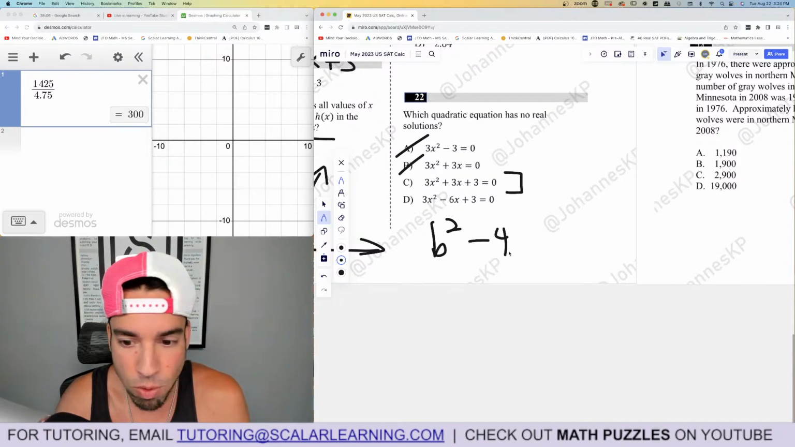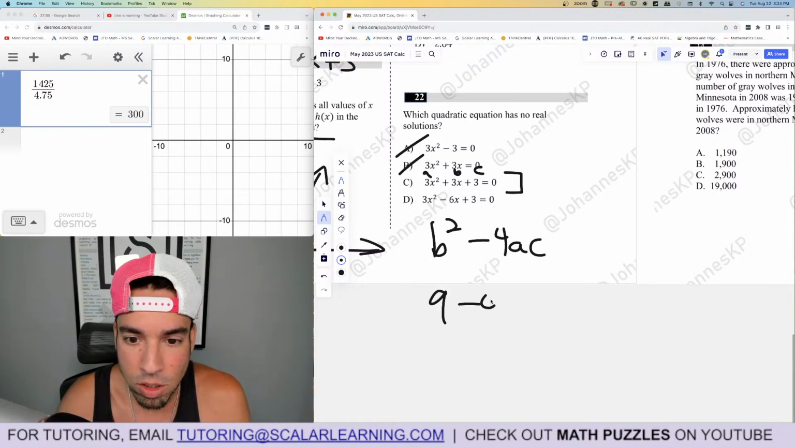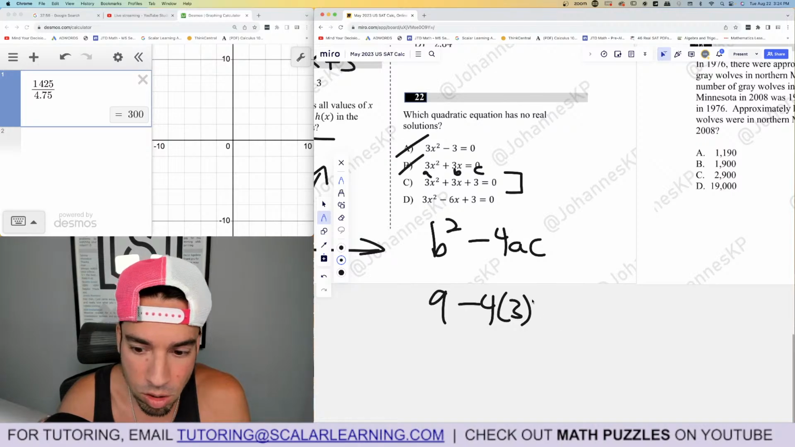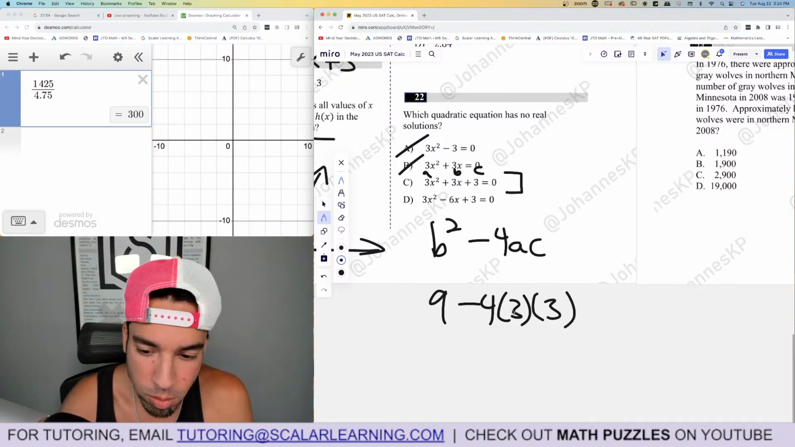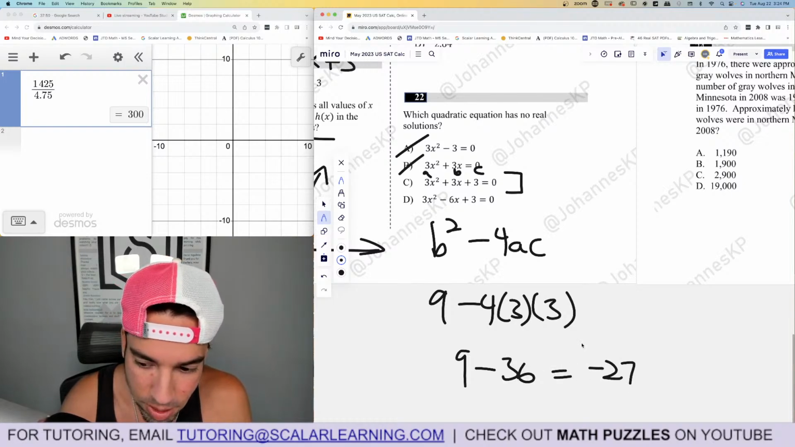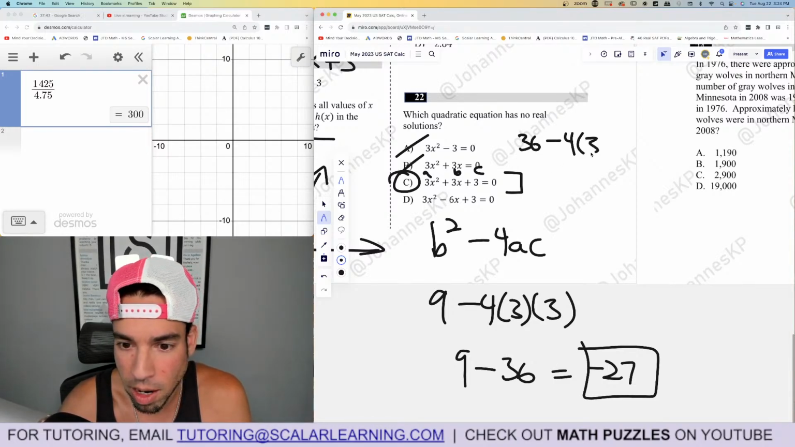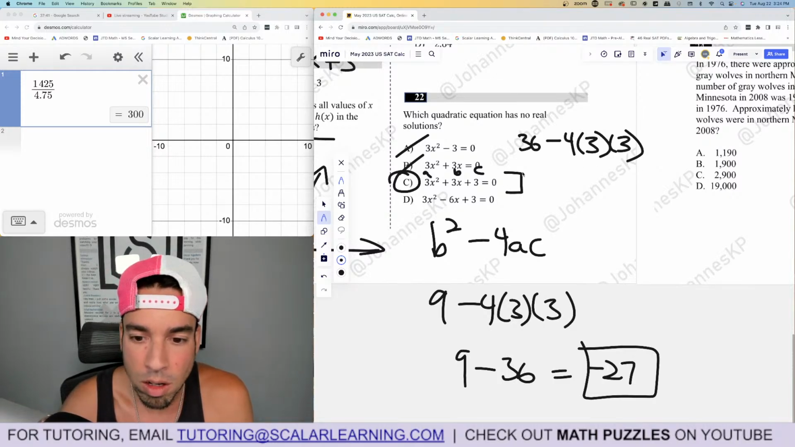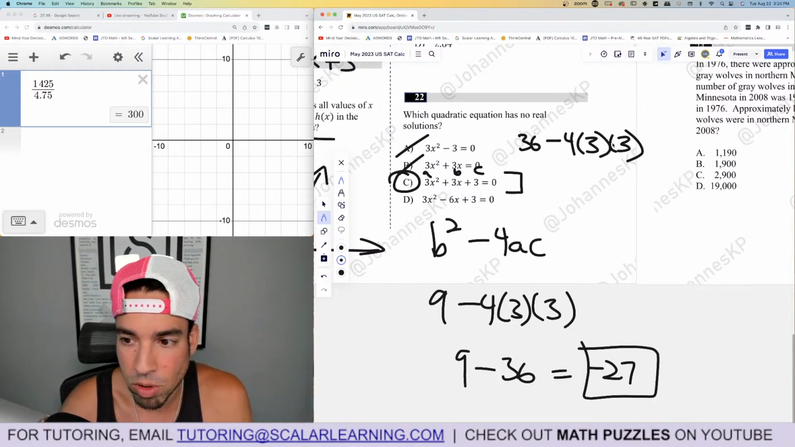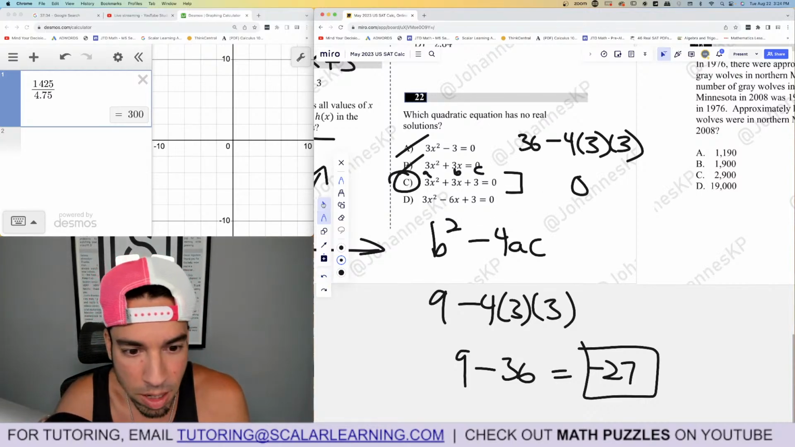B squared minus 4AC. And this is A, B, and C. Same with this one. I'm pretty sure it's C. Let's double check. So B squared is 9 minus 4A, and C is 3 again. 4 times 3 is 12, times 3 is 36. 9 minus 36 is negative 27. It's negative, which means this has no real solution. Just for fun, this one, B squared is 36 minus 4AC. 36 minus 36, 0. So this will have one solution, whatever it would be. I don't know. But anyways, boom, done.